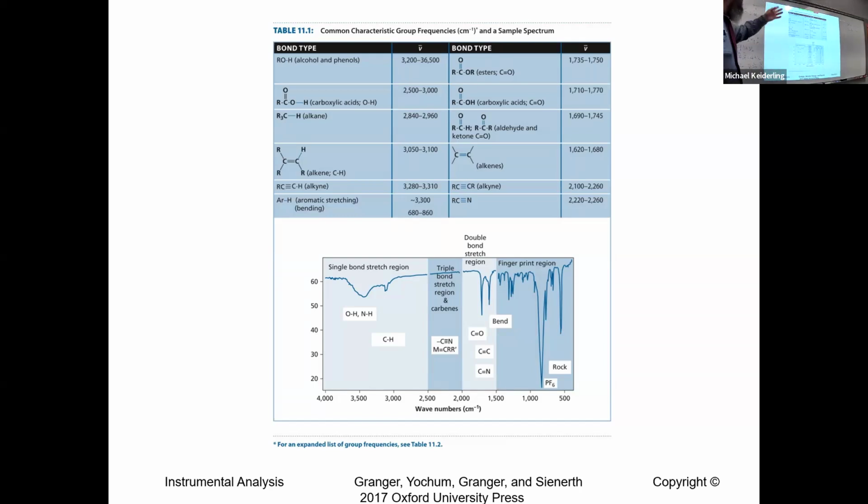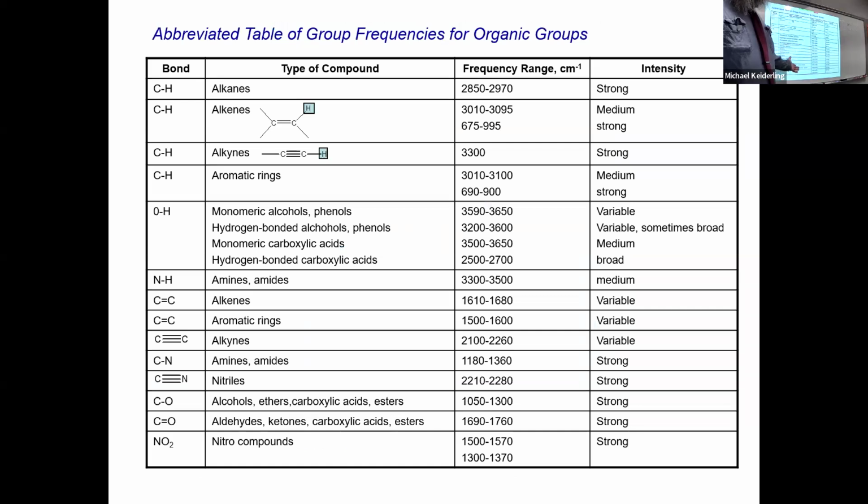So here are some more examples of bonds and regions. It's sort of redundant because I grabbed this from a different book. And here's a big table that's pretty easy to read of this stuff. Different compounds and their different strengths and intensity. Some of these are strong, while some of these are less strong, and broad or medium.